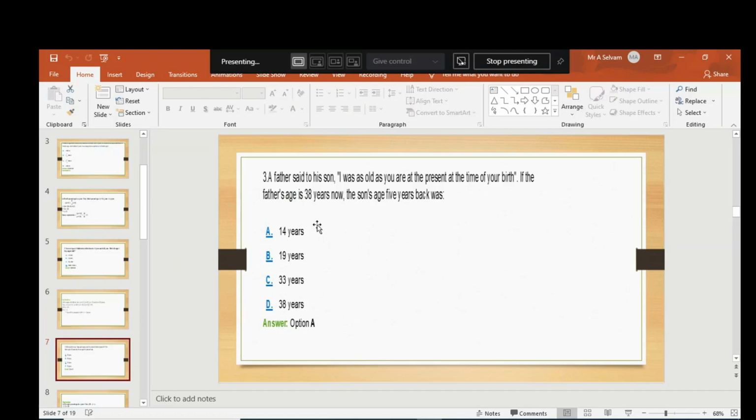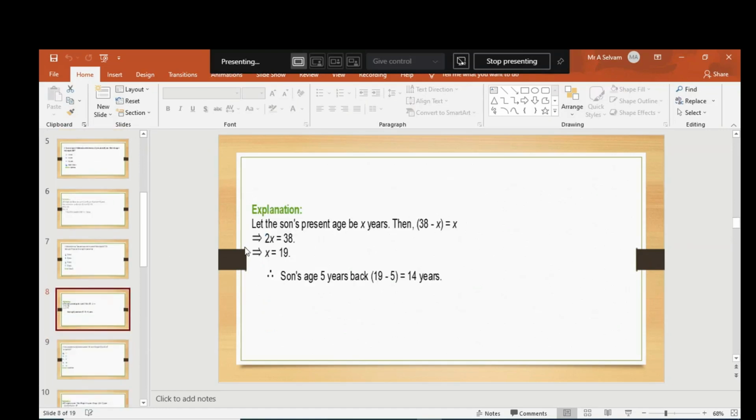A father said to his son, I was as old as you are at present at the time of your birth. At the time of your birth, I was old, he said, but it doesn't say how much age. So if the father's age is 38 years now at present, the question asks the son's age 5 years back. Options also they are given, in the same manner as the previous problems. Let the son's present age, which we don't know, be x years, right?